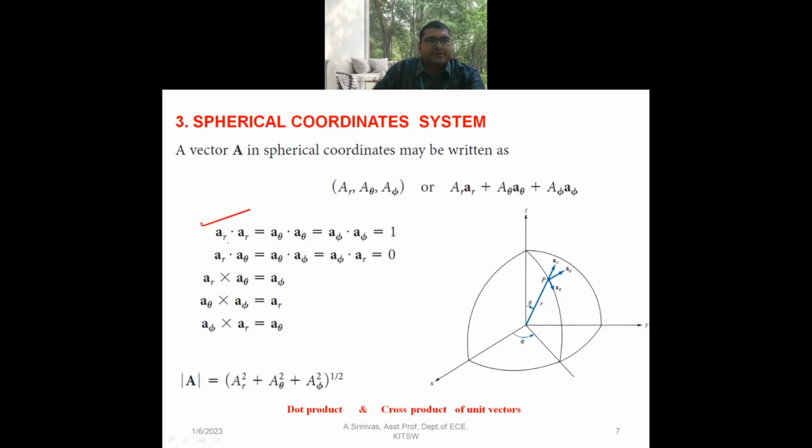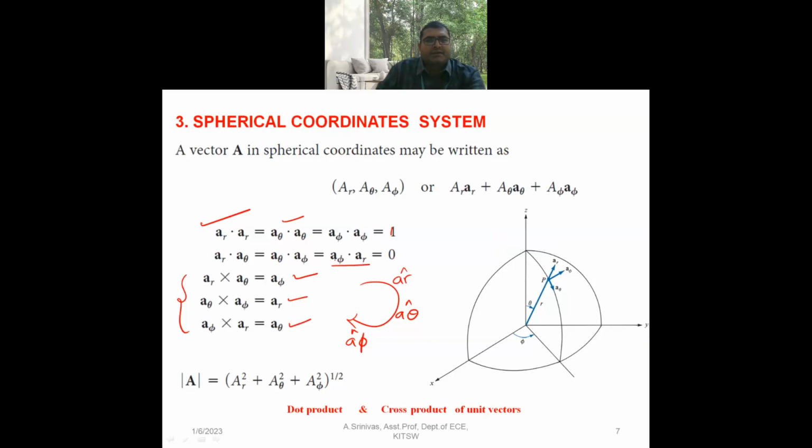The dot product of the unit vectors and the cross product of the unit vectors. You can follow the same procedure what you followed in Cartesian and cylindrical coordinates, that is aR, a theta and a phi. aR cross a theta is a phi, a theta cross a phi is aR, a phi cross aR is a theta. aR dot aR equal to a theta dot a theta is equal to a phi dot a phi is equal to 1. For the same, it is 1, and for the different, it is 0.